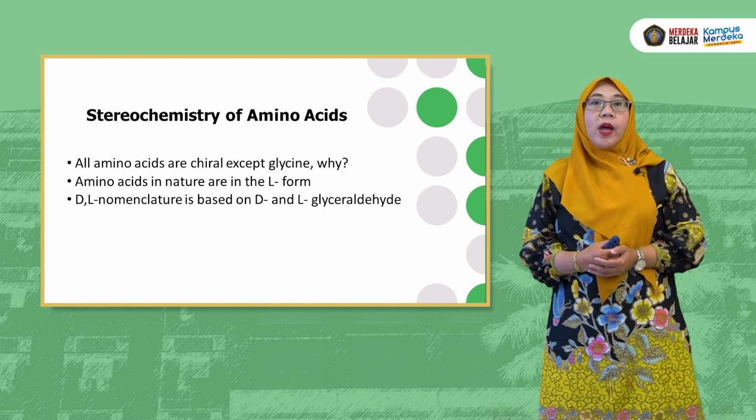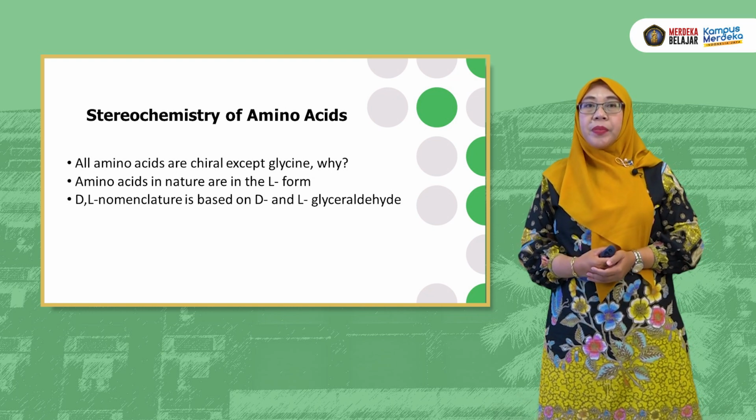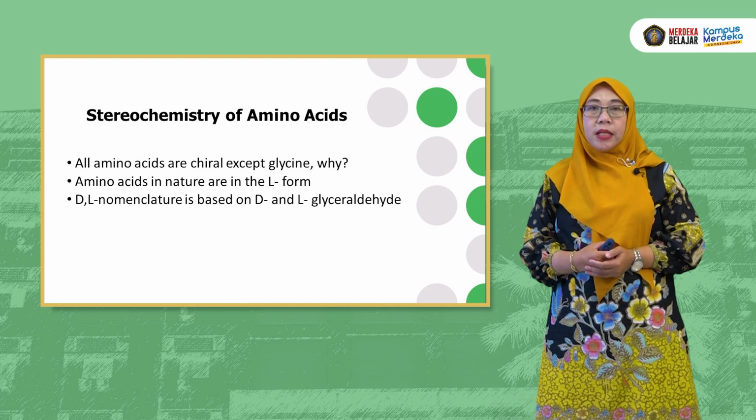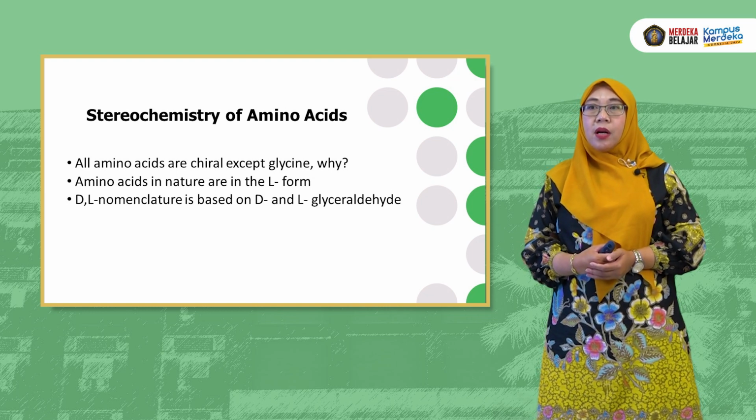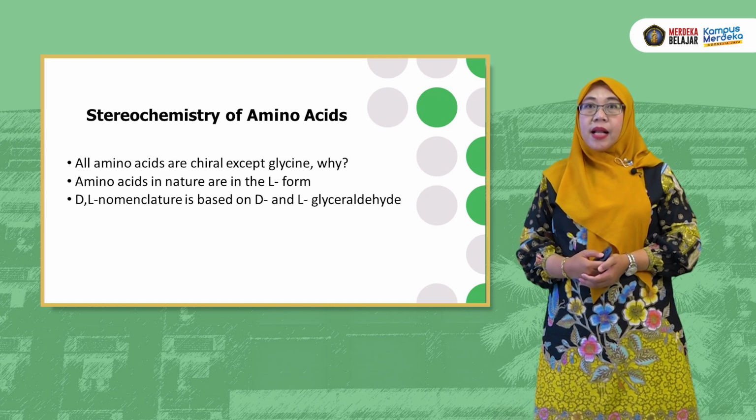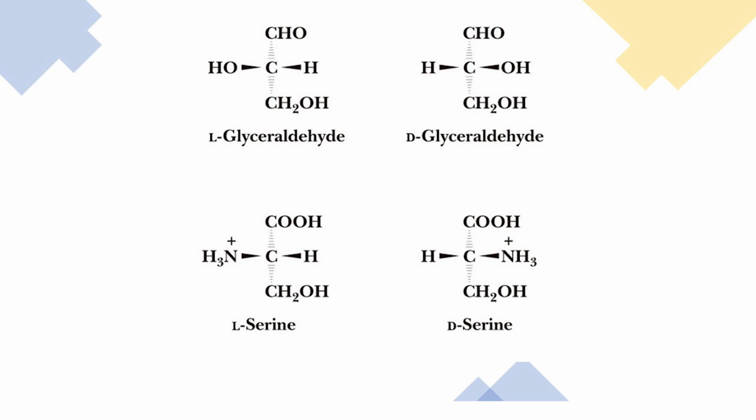Unlike sugars, amino acids in nature are in the L form. DL nomenclature in amino acids is based on DL nomenclature in sugar, for example in glyceraldehyde. This is the comparison between DL glyceraldehyde and DL serine. In sugar, if the hydroxyl group points left, we call it L sugar, and if the hydroxyl group points right, it is D sugar. In amino acids, if the amino group, NH2 or NH3+, points left, it is an L amino acid, and if the amino group points right, it is a D amino acid.